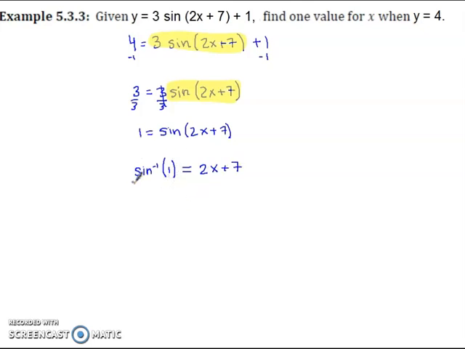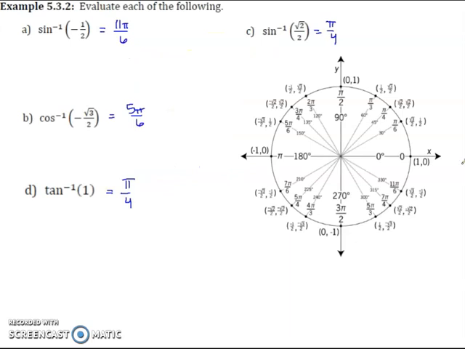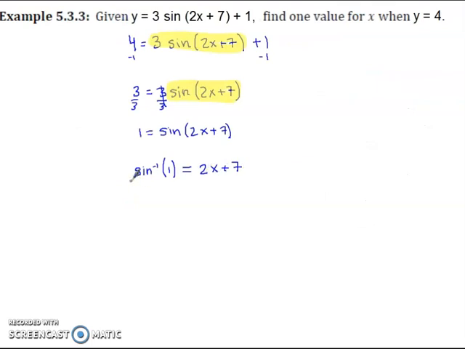Now I can find the value of inverse sine of 1 by looking at my unit circle. I'm looking for the angle measure that gives me a y value of 1 on the interval from negative pi over 2 to pi over 2, and that would be here at pi over 2, where my sine, or my y value, is 1. So inverse sine of 1 is pi over 2, because that's the angle on the unit circle at which I get a 1 for y.